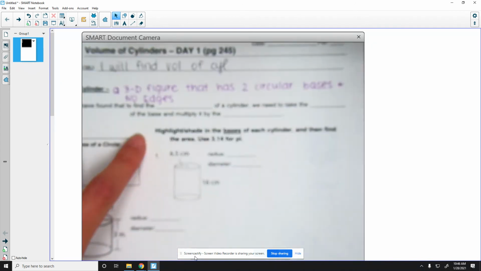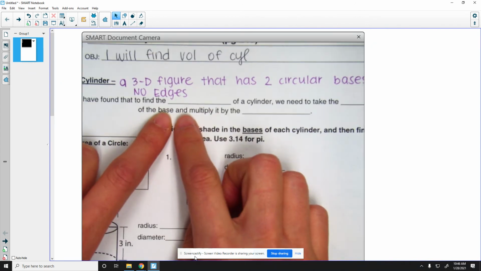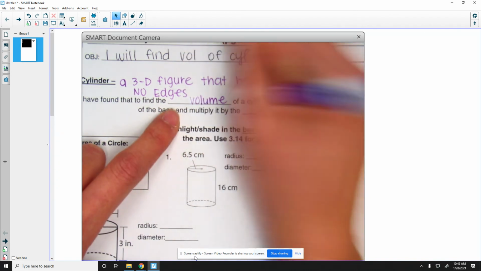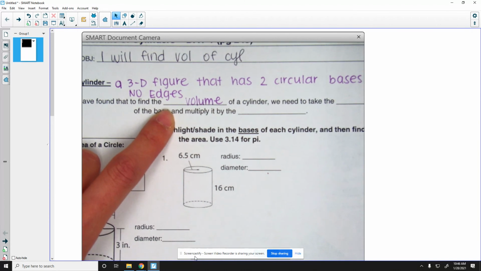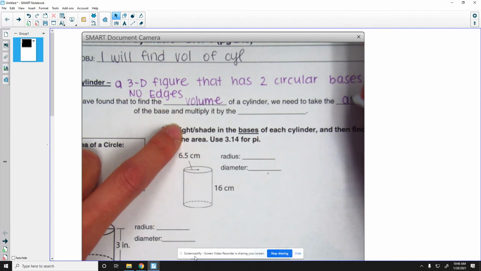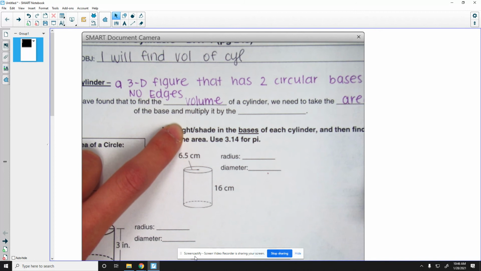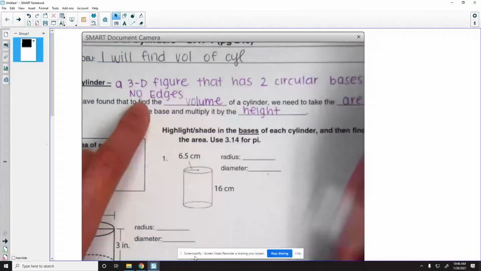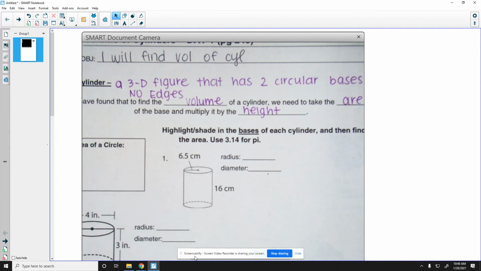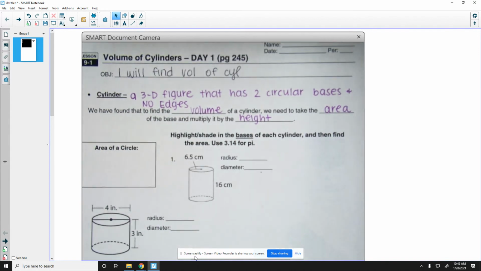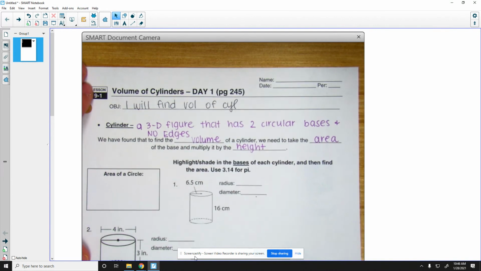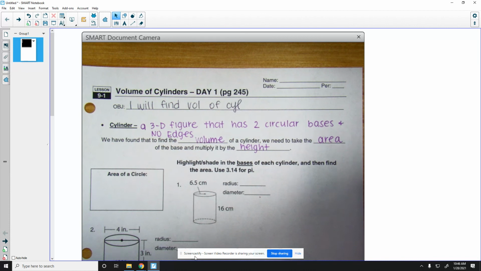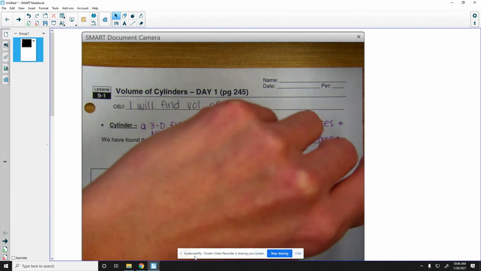So the way you find the volume of a cylinder is we need to take the area of the base and multiply it by the height. So let's write this formula at the top of our paper so that we can use it for the rest of the day and for our 5-question Schoology.